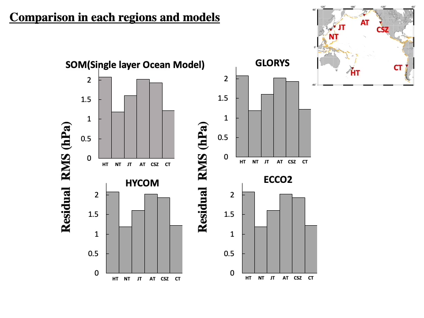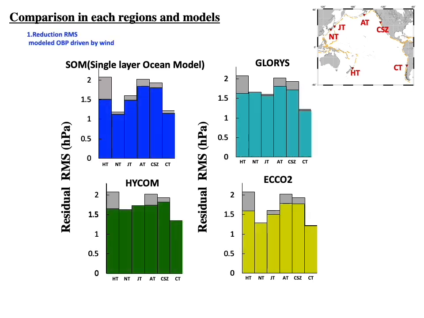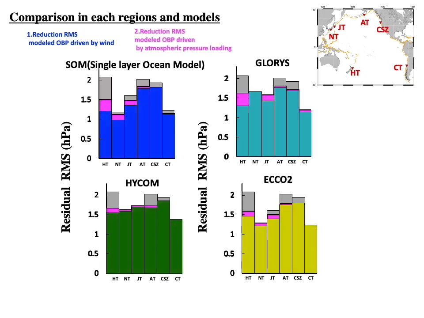In this slide, we compare the model results to each other by the same steps as the previous slide. Firstly applied wind forced bottom pressure, and secondly applied atmospheric pressure loading. From this result, the single layer ocean model reduced residual RMS in all regions. On the other hand, other ocean models can't reduce RMS in Nankai Trough and Japan Trench. Also, the result implies the effectiveness of atmospheric pressure loading depends on regions.